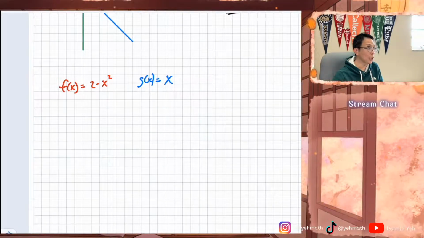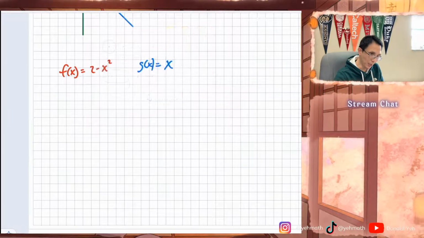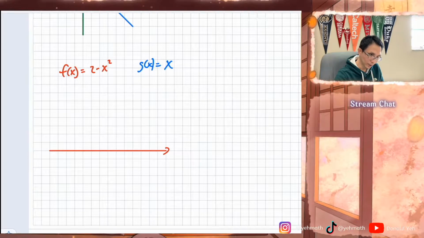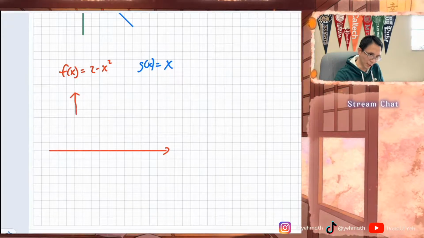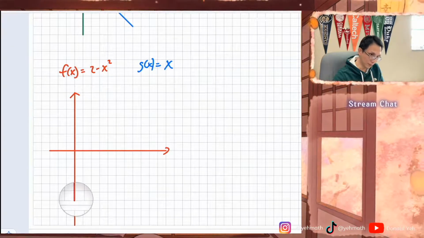Okay, so what we're gonna start with is graphing 2 minus x squared. So 2 minus x squared is 2 to the left? I don't know about that. No, it's not to the left. It's 2 up, yeah.